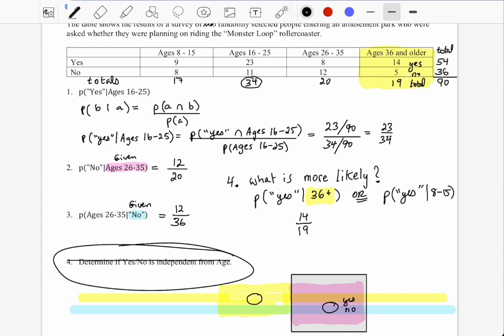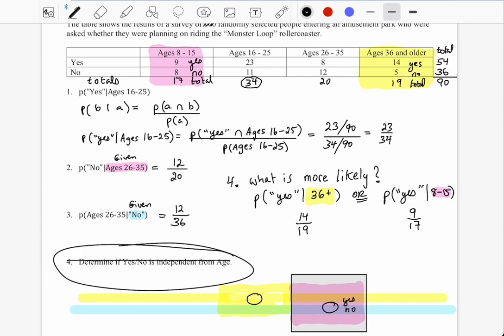And then we do the same thing. Just this time we're looking at the 8 to 15 group. So it amounts to the yes, the no, the total. All right. So we're looking at 9 individuals in this group who said yes out of the 17 available. All right. So the ultimate question here is what's more likely?